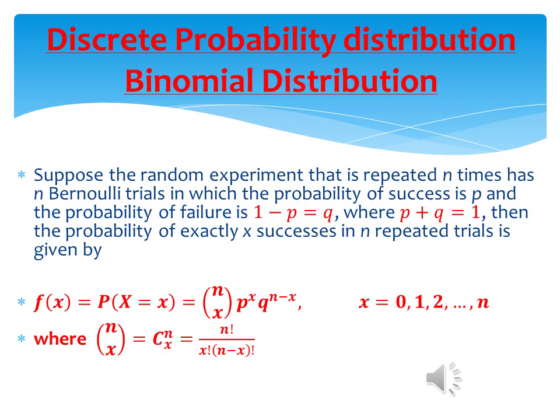Then the probability of exactly x successes in n repeated trials is given by f of x. f of x means the probability that the random variable equals x. It equals nCx times p to the power x times q to the power n minus x. x takes the values 0, 1, 2 and so on. n is the number of trials. What is written as n over x in brackets is called nCx.